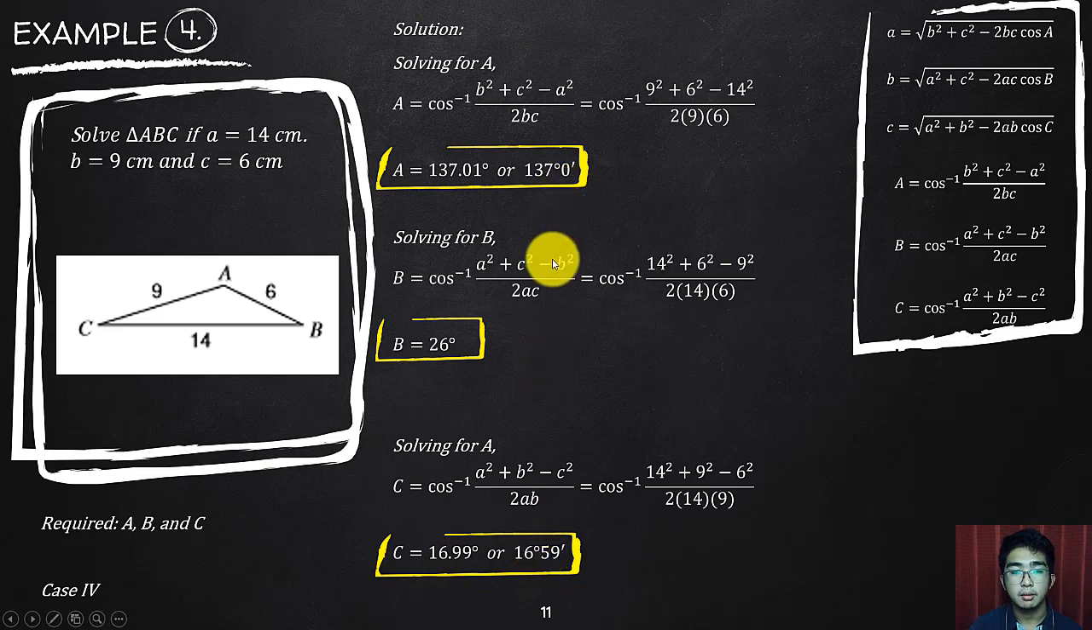You can check this by adding all of these angles together. Their sum must be 180 degrees. If it's not, something's wrong, but I think they are. If you add them, you get 180 degrees, yes. So that is case 4 for oblique triangles.